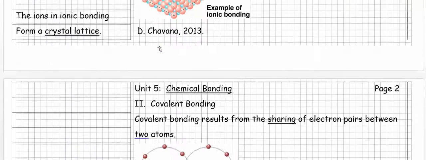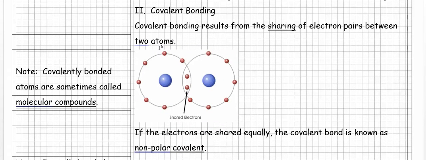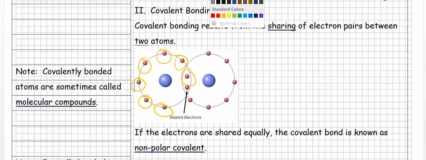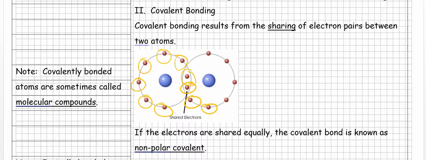Let's look at covalent bonding now. In covalent bonding, there's a sharing of electrons. And by sharing, what we mean is that each atom is going to feel as though it has an octet of electrons. Let's take a look at the fluorine on the left-hand side. This fluorine has a total of 7 electrons. Let me circle those. 1, 2, 3, 4, 5, 6, and 7. And the other fluorine also has 7 electrons. Let me circle those. 1, 2, 3, 4, 5, 6, 7.